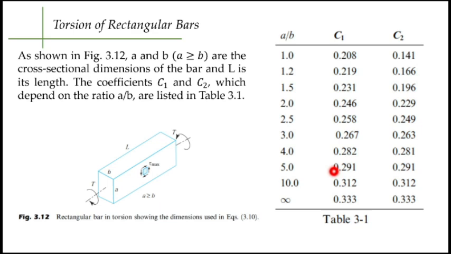Now, in order to solve for your C sub 1 and C sub 2, after determining which is A, which is B, basically you just have to divide A with B. A over B. So whatever the quotient of your division A over B, you just have to refer it here. 1, 1.2, 1.5, 2, 2.5, 3, 4, 5, 10, infinity.